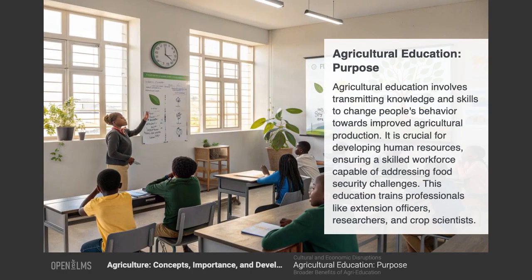Agricultural education. Purpose. Agricultural education involves transmitting knowledge and skills to change people's behavior towards improved agricultural production. It is crucial for developing human resources, ensuring a skilled workforce capable of addressing food security challenges. This education trains professionals like extension officers, researchers, and crop scientists.